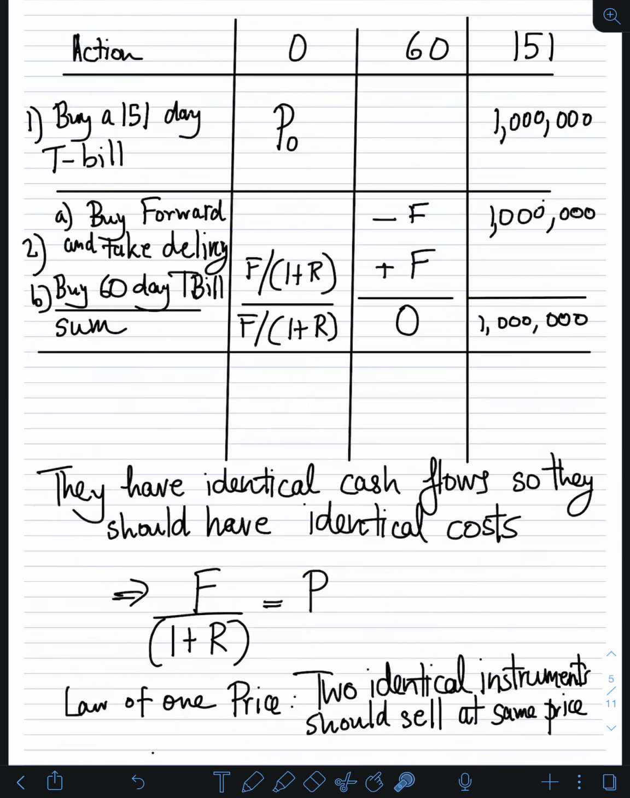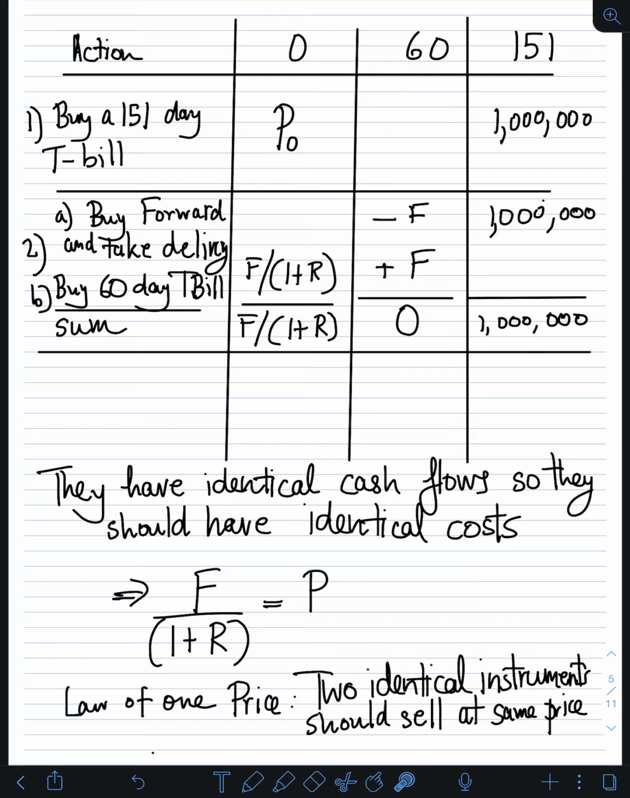We can buy a 151-day T-bill at price P0 at time 0. We get a $1 million cash flow at day 151. Or you could do it in two steps. You could do it this way. You could buy a forward contract for delivery in 60 days of that 91-day T-bill, and you could buy a 60-day T-bill today. If you buy the forward that leads to a delivery in 60 days of a 91-day T-bill, you're going to pay a value minus F in 60 days.